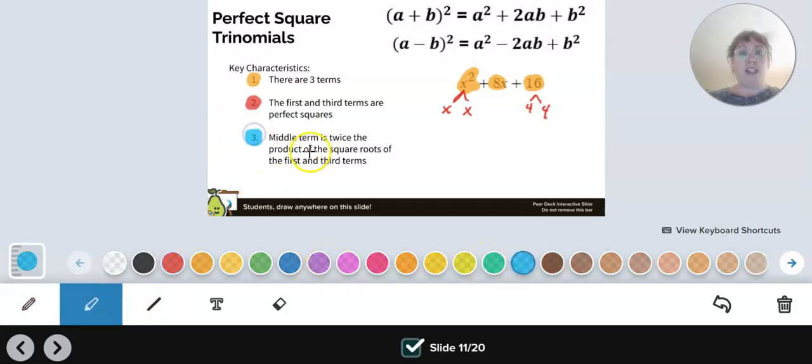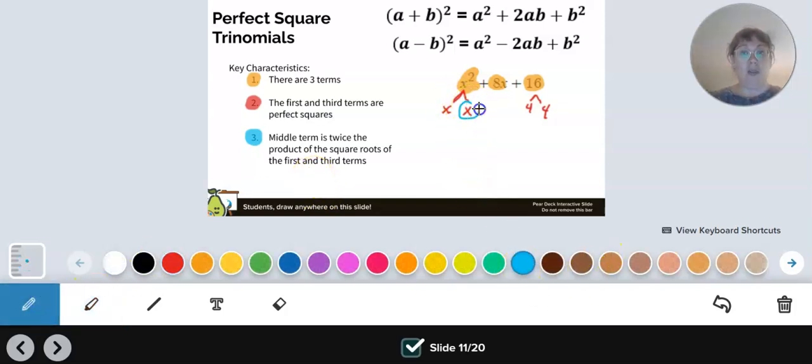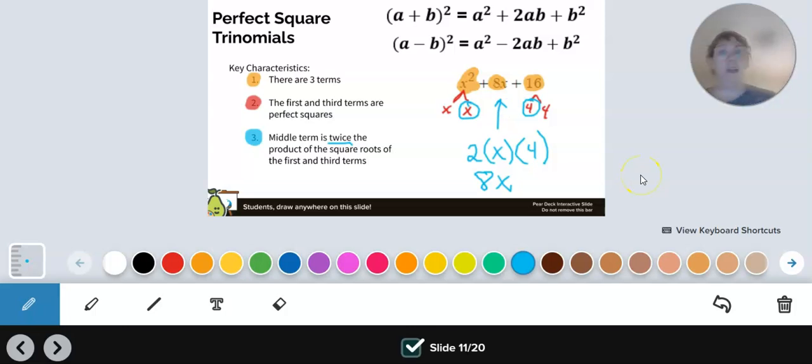And the third characteristic is that the middle term is twice the product of the square roots of the first and third terms. So when we take twice, we're going to multiply by 2, and we're going to multiply x and 4. 2 times 4 is 8, so we have 8x, and that's our middle term. So this here is a perfect square trinomial. Because we see the plus sign, we could factor this as (x plus 4) squared. So because there's a plus sign here, we're going to use a plus sign in our factored version.